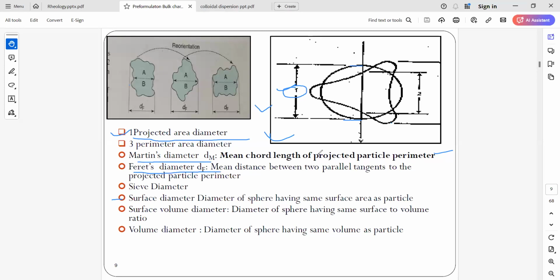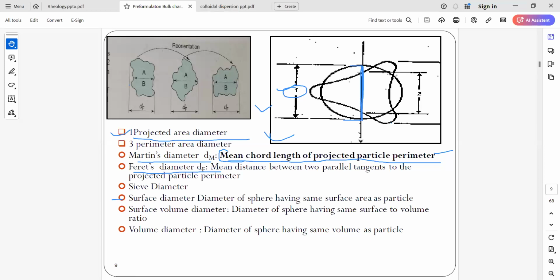So Feret diameter is this bisect, this line which I am highlighting, this is known as a bisect. This diameter is known as Martin's diameter, the mean chord length of projected particle perimeter, which is also one definition. And if you read it in Martin's book, they have written it as a bisect. It means that it is dividing the particle into half. They are imagining it as a spherical particle, right? All particles are not spherical, but here they are imagining, and based on that they are giving the definitions.